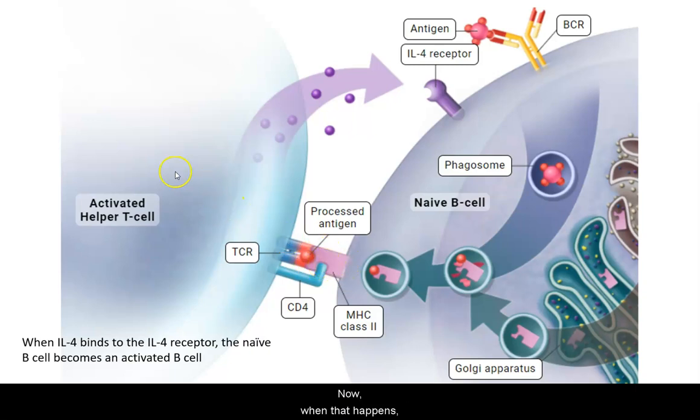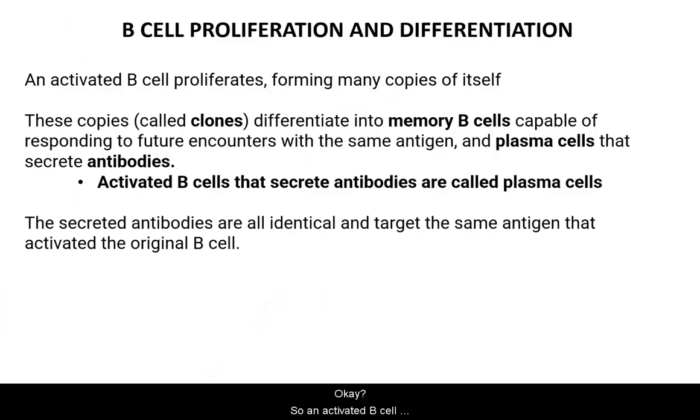Now when that happens, this helper T cell is going to release cytokines such as IL-4. IL-4 is going to travel to the IL-4 receptors on that B cell, and that's going to send a signal to the B cell to activate. And when it activates, it's going to form a lot of copies of itself. Okay, so an activated B cell proliferates, that is, forms many copies of itself, and these copies are called clones, okay? And those clones are then going to differentiate into either memory B cells or plasma cells.